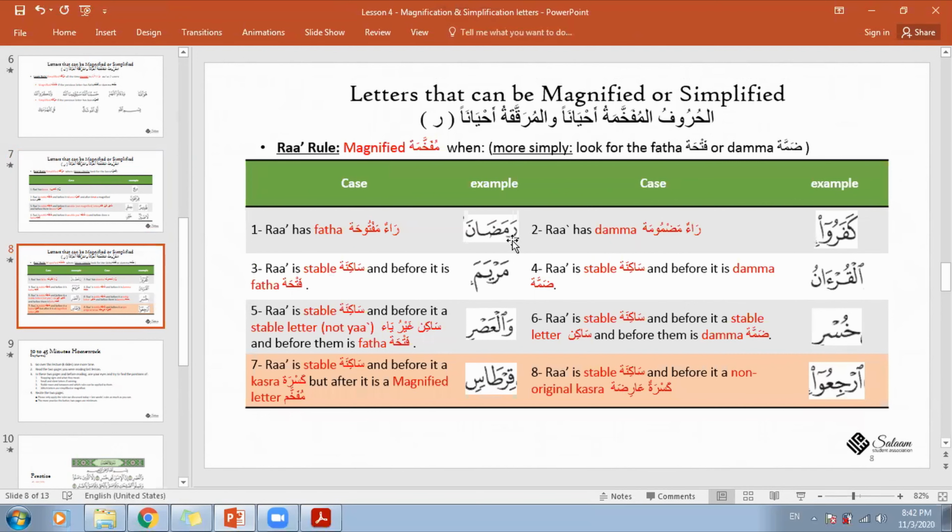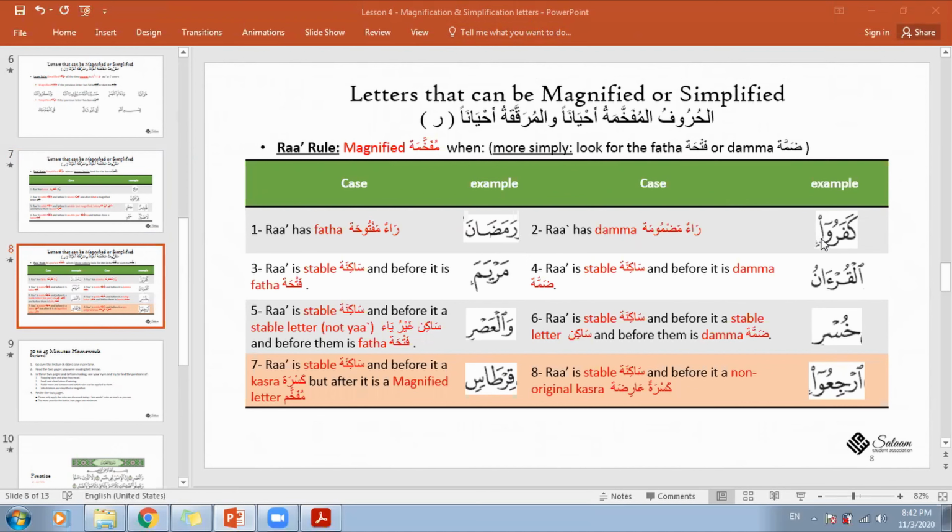Is this problem only with ra or with other letters as well? Just send me. Only ra. So yeah, we can go to an example, inshallah.